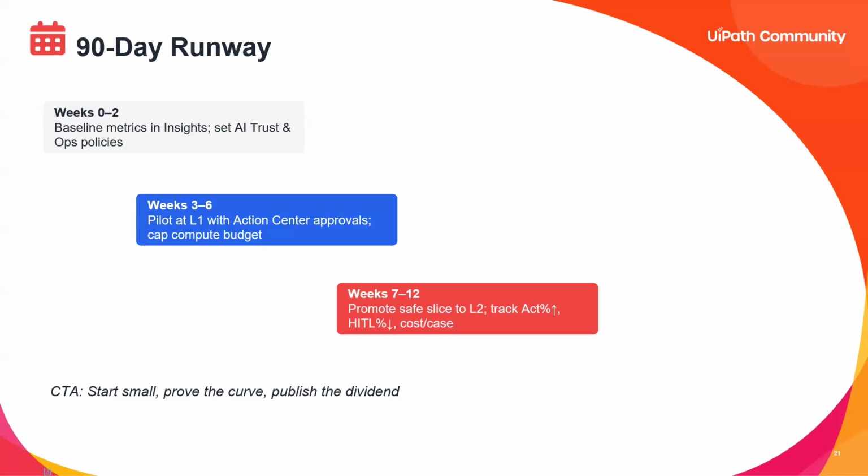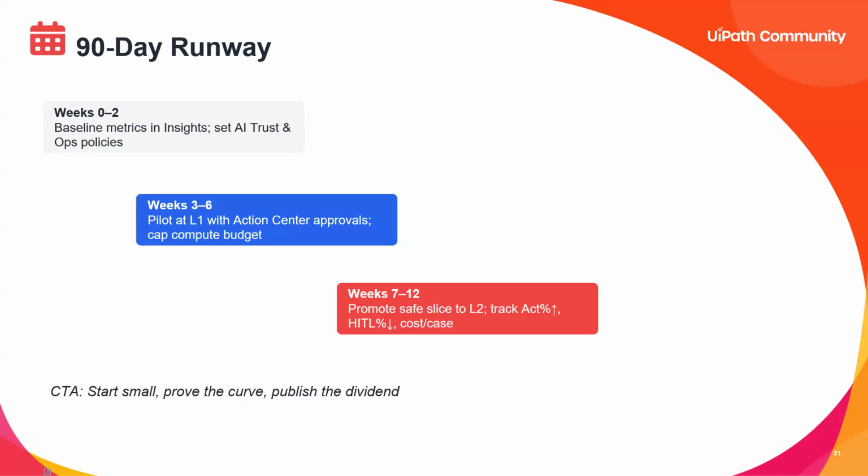Next, week 3 to 6, we will run a pilot at level 1 with Action Center approvals. This will allow us to test the workflow and our understanding of the compute budget required. And it's basically about proving the feasibility, like the feasibility analysis.